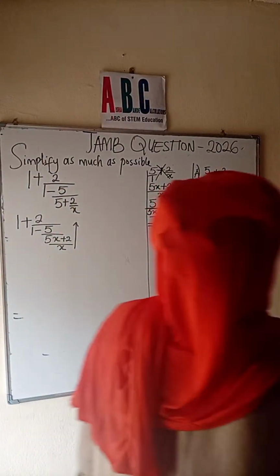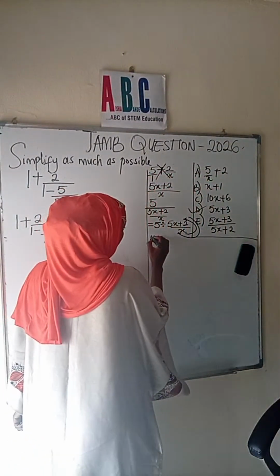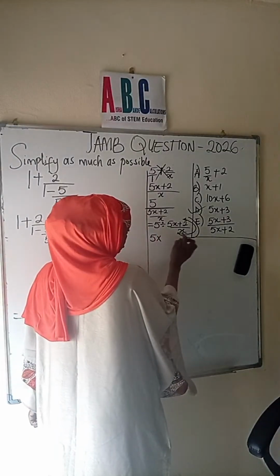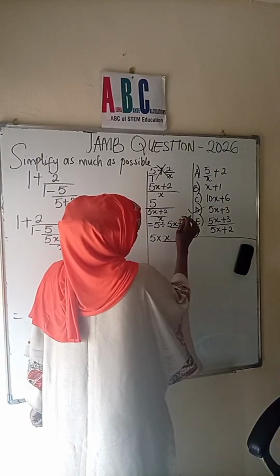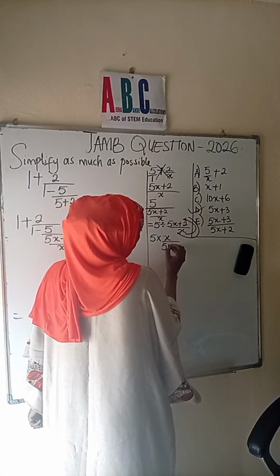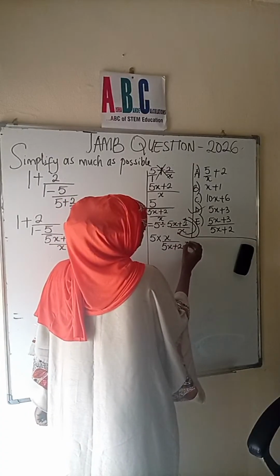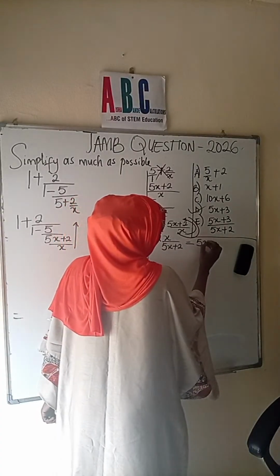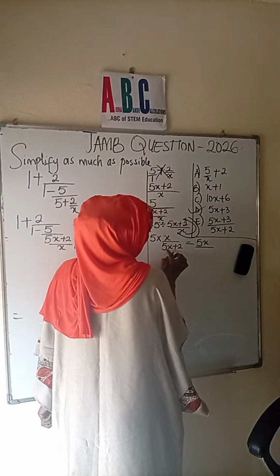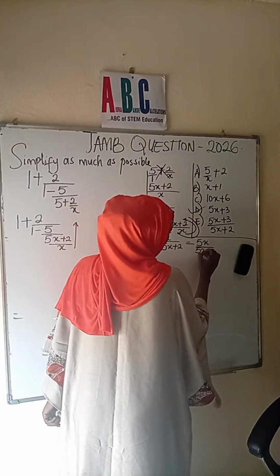So now this becomes what? 5 times, now the x goes up, it becomes x over, the 5x plus 2 comes down, it now becomes 5x plus 2. So now we simplify this. 5 times x will give us 5x over, now we have 5x plus 2 at the denominator.